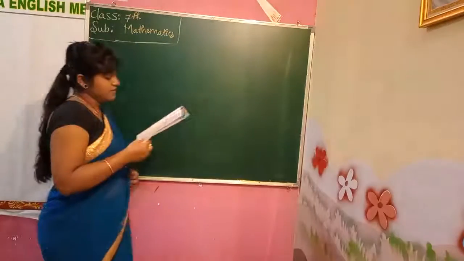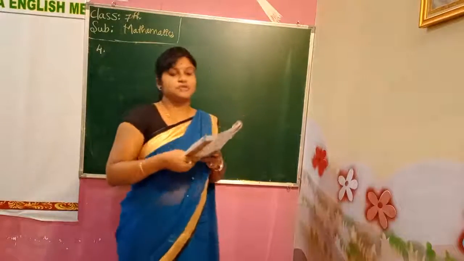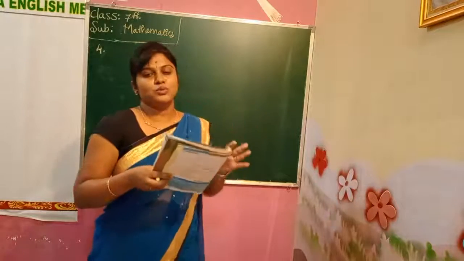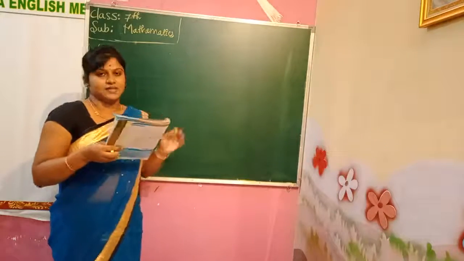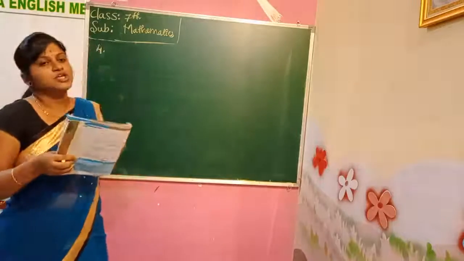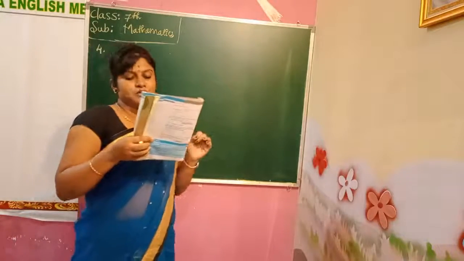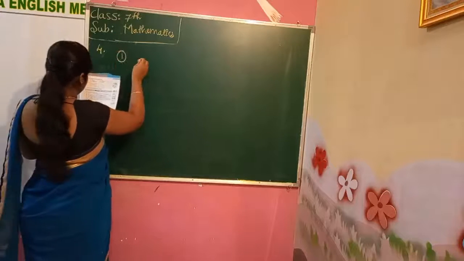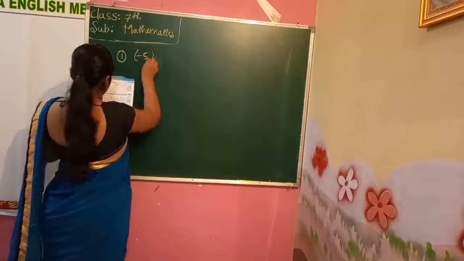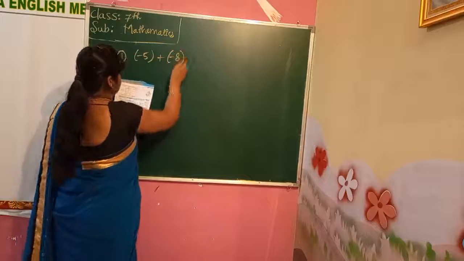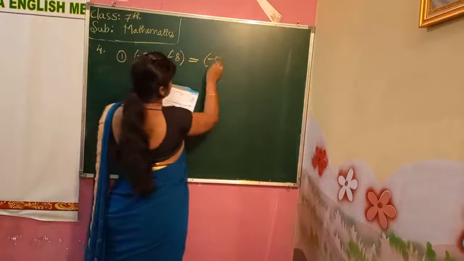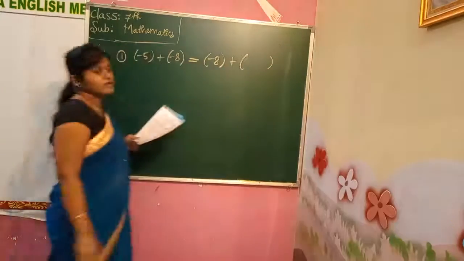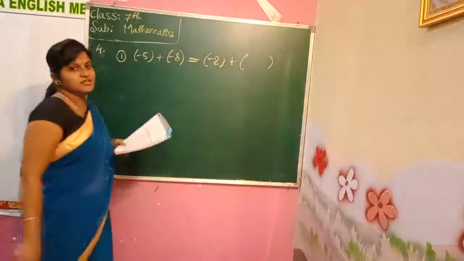Okay, fill in the blanks to make the following statements true. They have given us statements there, we have to fill the blanks and show that it is a true statement. Okay, the first one, -5 plus -8 is equal to -8 plus blank. What we have to write? They are just reversing the numbers.